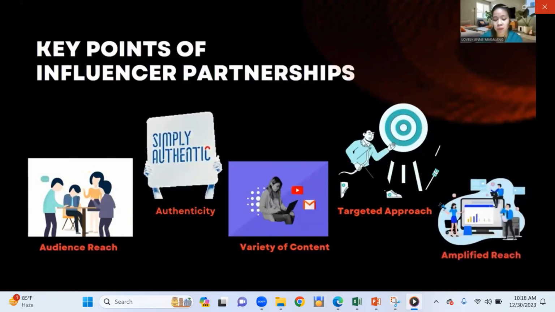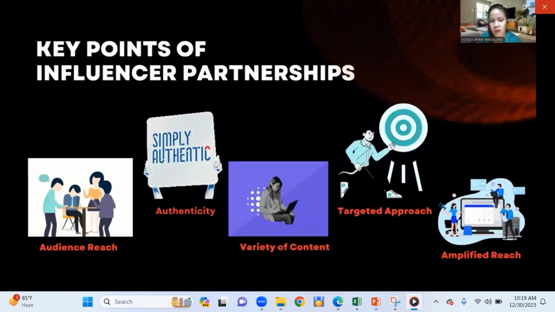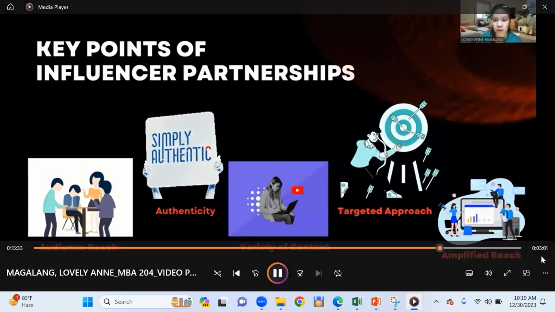And lastly is the amplified reach. Influencer can significantly amplify a brand's reach and brand message within a short span of time. Mas sikat kasi sila, kaya mas greater yung chance na makapag-promote sila ng marami, even as short as time possible. Kaya nga may tinatawag tayong trending. And with that, strategy yon para mas makilala pa yung product with the help of influencers.